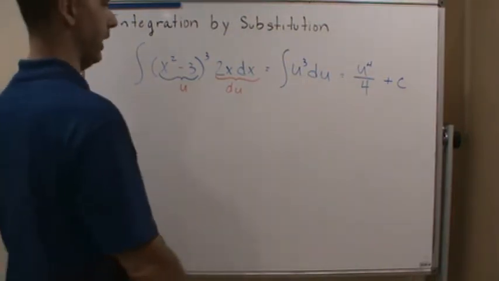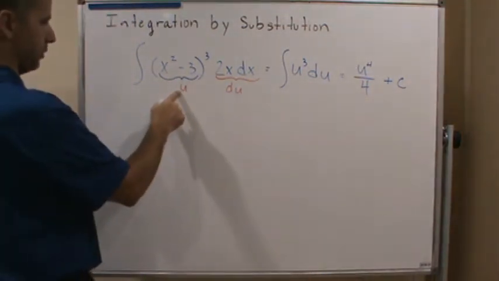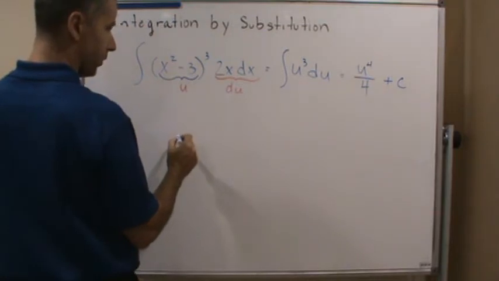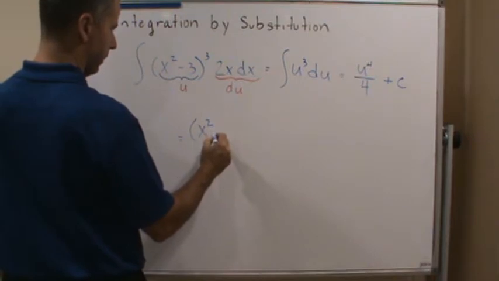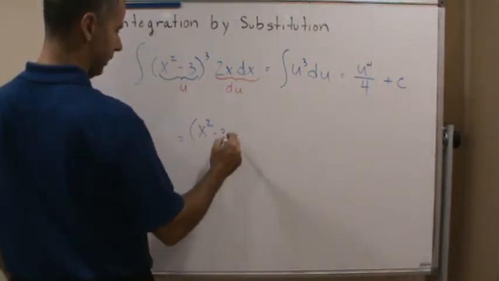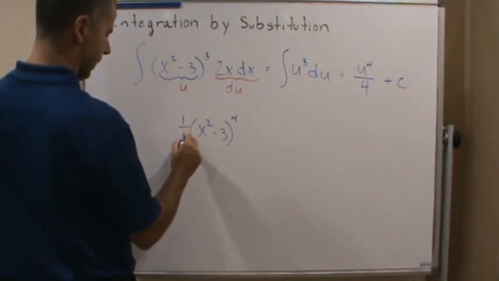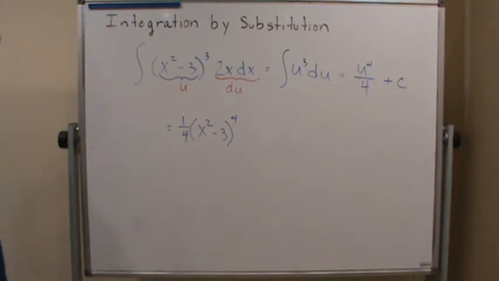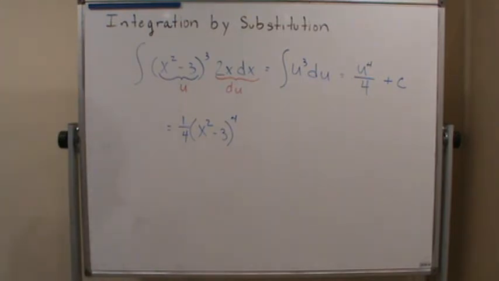And then, now that we've got it integrated, we can put it back in terms of x and back substitute for what u is. And so this would equal then what? x squared minus 3 to the fourth. And then I would just have 1/4 out in front. Or if you want to keep the 4 underneath, that's fine. But this is the final answer.